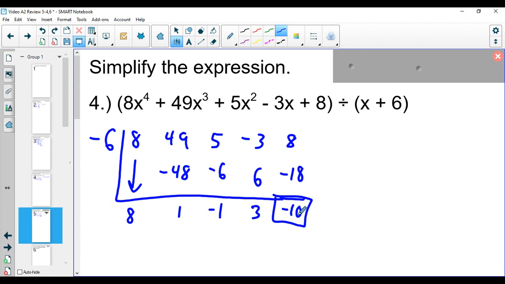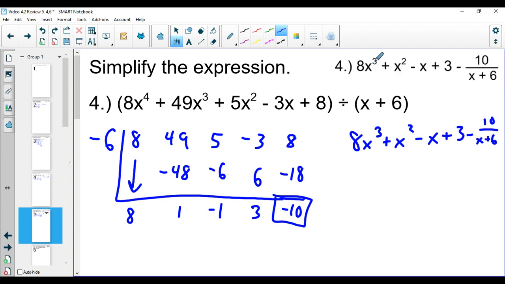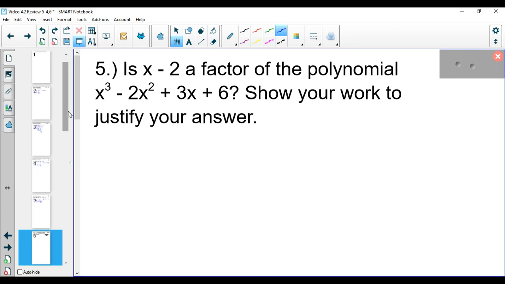So what would that be? So if that's the remainder, 3 is the constant, x to the first, x squared, and 8x to the third. So it's 8x to the third plus 1x squared, or just x squared, minus x plus 3 minus 10 over x plus 6. That's how we do our remainders. Check the answer. 8x to the third, x squared, minus x plus 3 minus the remainder. Excellent. Very good. Moving on to number 5.